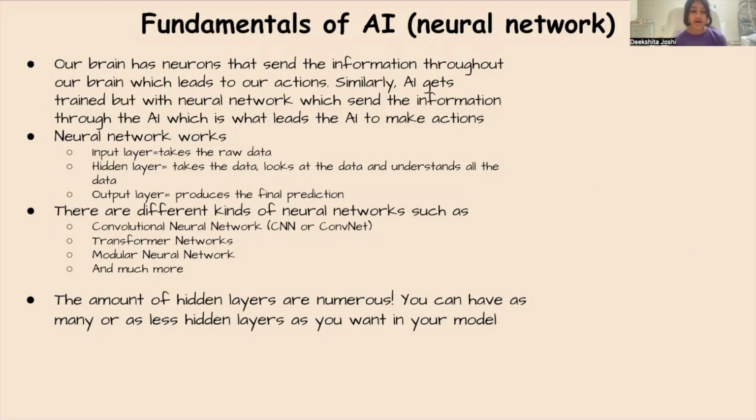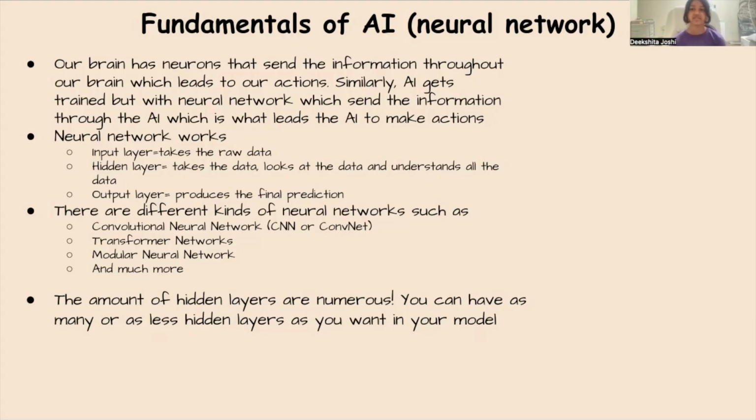I'm going to be going through how the neural network works. First, it all starts with an input layer. It takes the raw data. Data means information, so this can be images, videos, or even text.